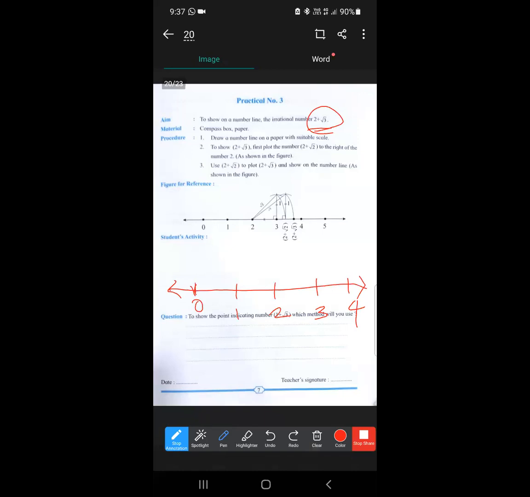To show 2 plus root 3, first plot the number 2 plus root 2 to the right of the number 2 as shown in the figure. So what is the basic step, students? Whenever you want to draw root 2 on the number line, remember root 2 is an irrational number. Irrational number means we cannot take the square root exactly, it is not a perfect square.